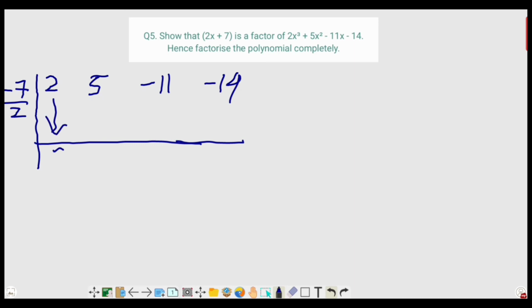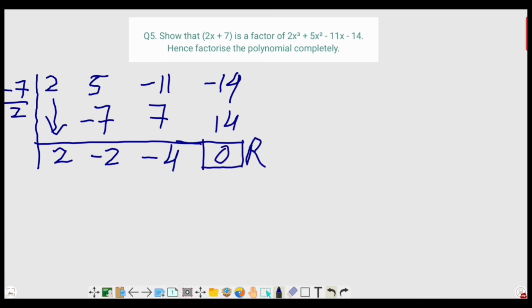First one you keep as it is. When you multiply this, you will get minus 7. You will get minus 2. When you multiply this minus 2 with minus 7 by 2, you will get 7. This will give you minus 4. Minus 4 when you multiply, you will get 14, which indicates yes, your remainder is 0. Now you have to write the other polynomial. Your other factor here, as I explained earlier, leave this. This is x, this is x square. So it has given 2x square minus 2x minus 4.